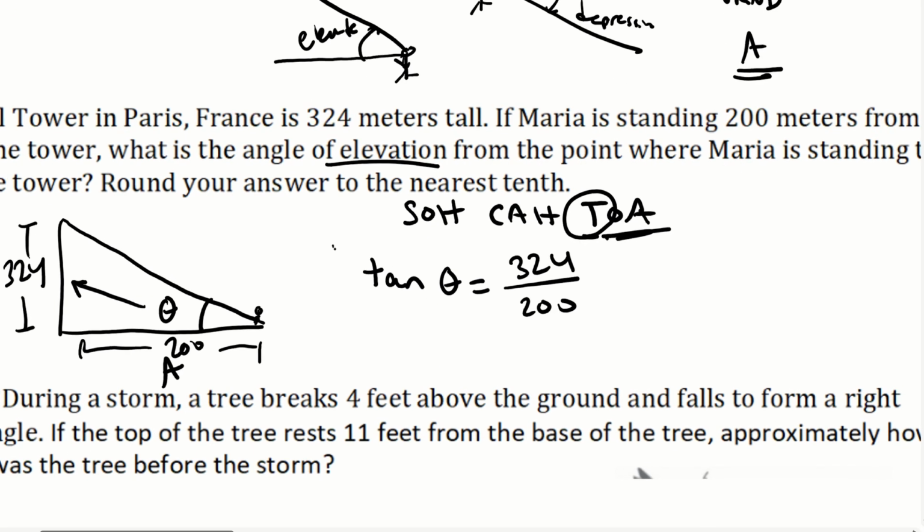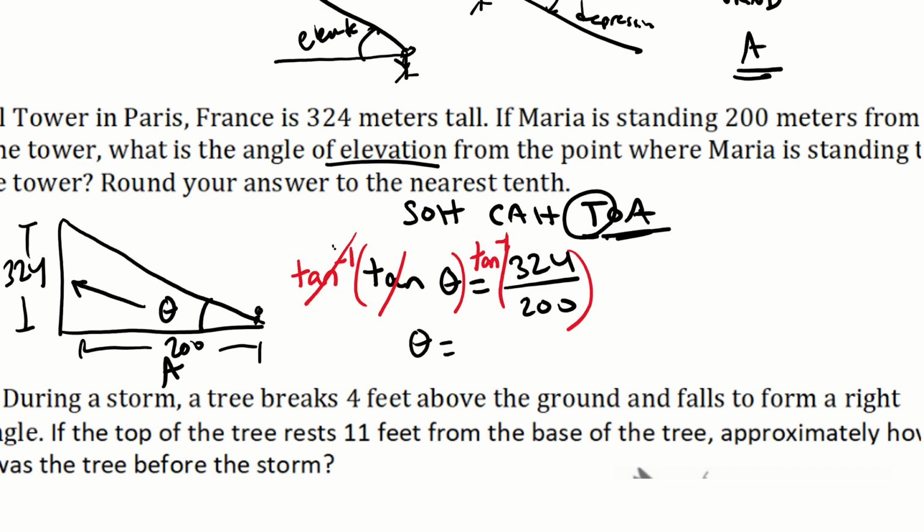There you go. Now let's solve for the angle. That's what they wanted, the angle, right? So how do we get rid of tangent? We have to do the inverse tangent. Remember, you have to do the inverse trig. That's going to cancel out. Whatever I do on the one side, I got to do on the other side. So we get theta equals inverse tangent 324 out of 200.